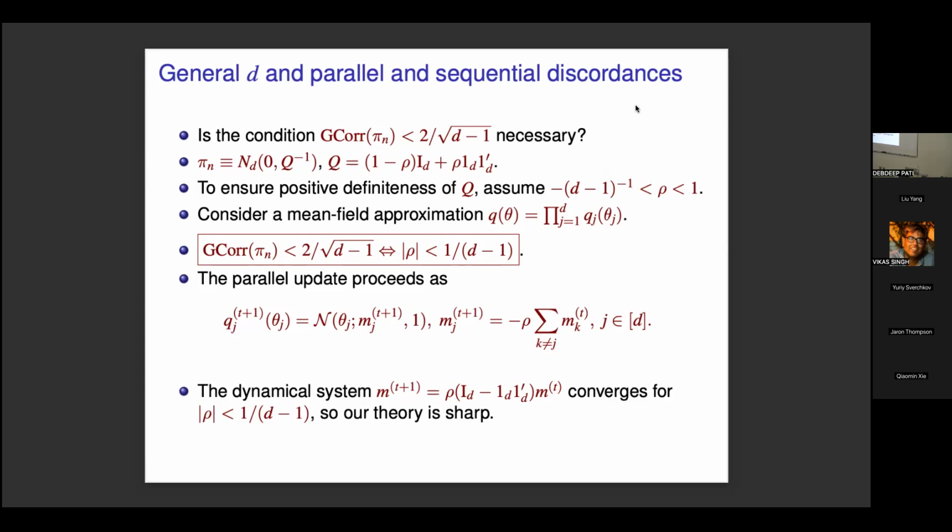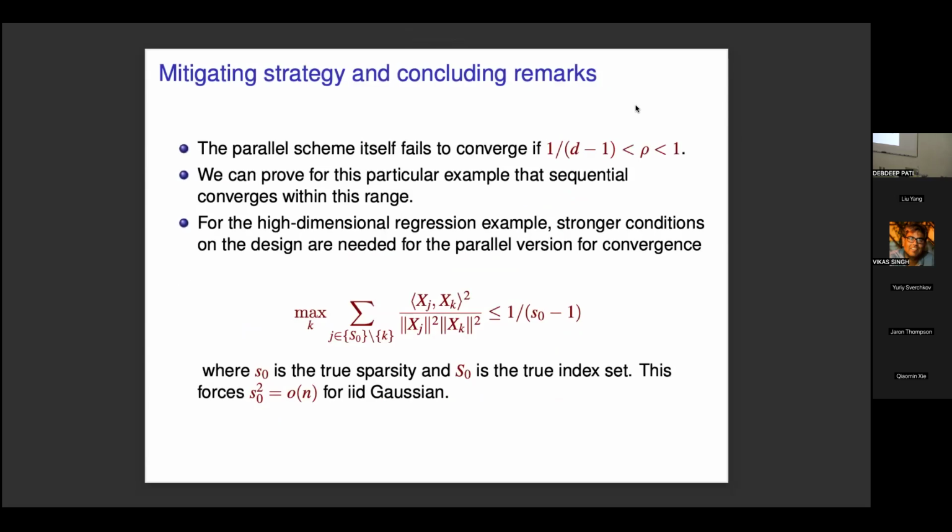And you can analyze the dynamical system itself and take the spectral radius, and in that case, you can show that the parallel version converges if and only if the absolute value of rho is less than 1 over D minus 1. So there is really no gap between what we are delivering here and the actual scenario. Now, what happens to the sequential version? You can actually show that the sequential version converges for all rho values.